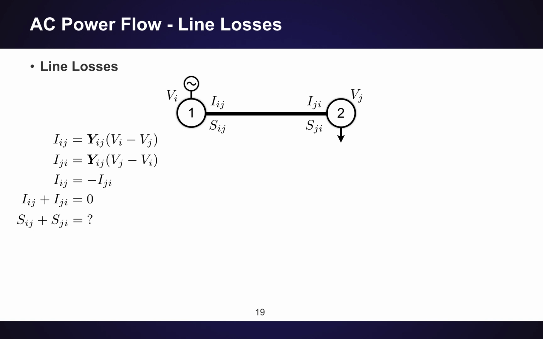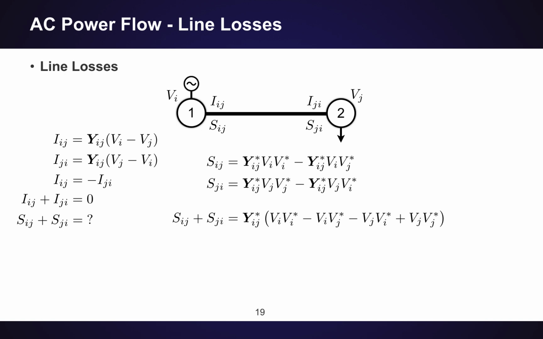Now, a natural question is, what happens to the power when you add them up like this? Is there no power lost across the line? Is there power lost? What expression does it have? So let's develop that. We have the definition of Sij and Sji, and as Line mentioned, this is a very simple stylized model. You could do the same type of derivation for the more complex models.